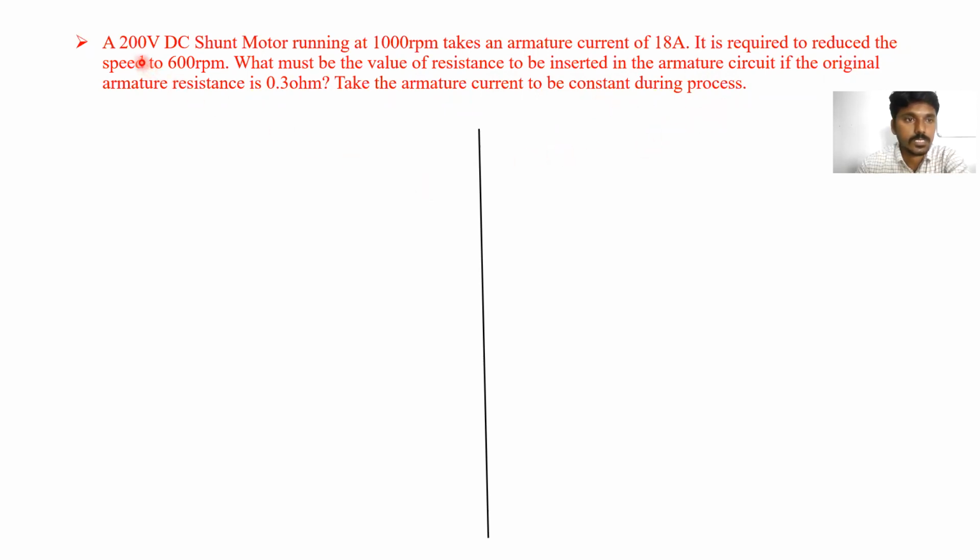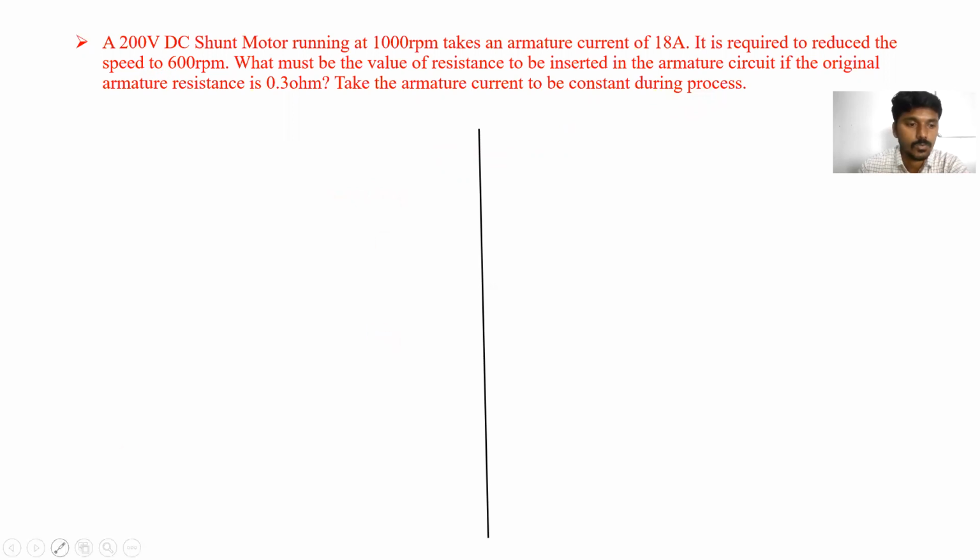Can you read this numerical once again, anyone? Shivani? Yes, sir. A 200 volt DC shunt motor running at 1000 RPM takes an armature current of 18 ampere. It is required to reduce the speed to 600 RPM. What must be the value of resistance to be inserted in the armature circuit? If original armature resistance is 0.3 ohm, take the armature current to be constant during the process.